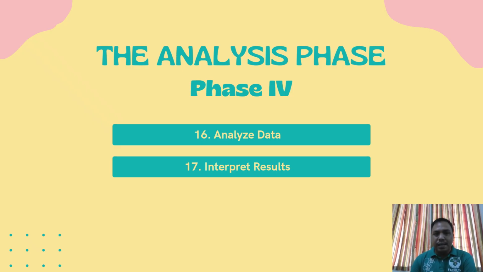After the analysis, the researcher interprets the results by explaining what the findings mean in relation to the research problems, objectives, and theoretical framework. So this phase helps determine whether the hypotheses are supported or rejected and provides insight that can guide the conclusion, recommendations, and future research.